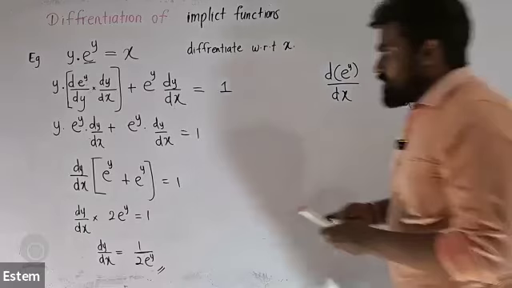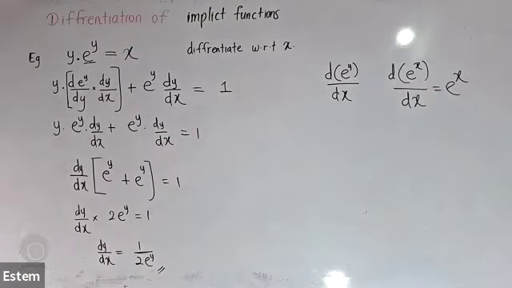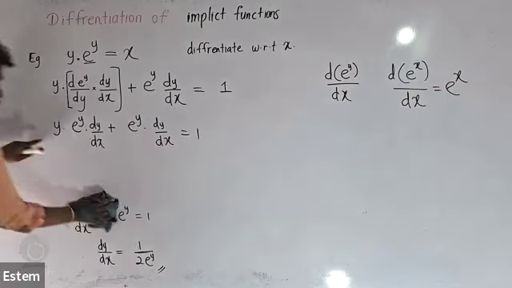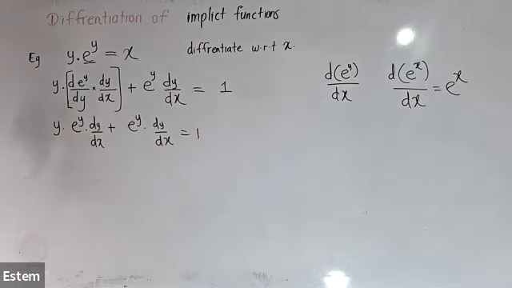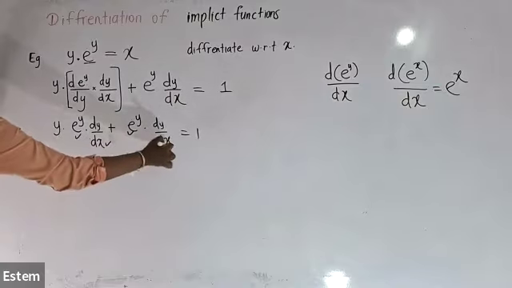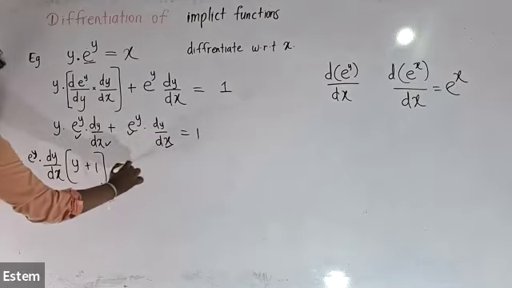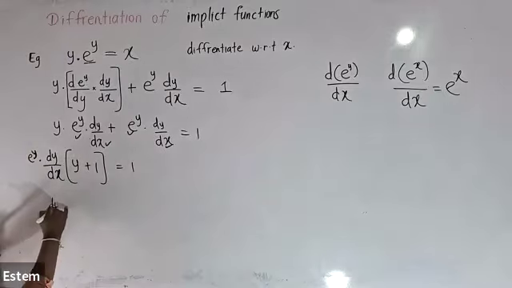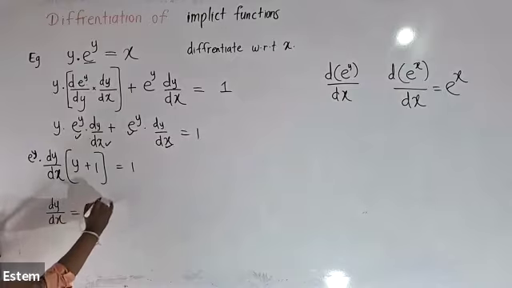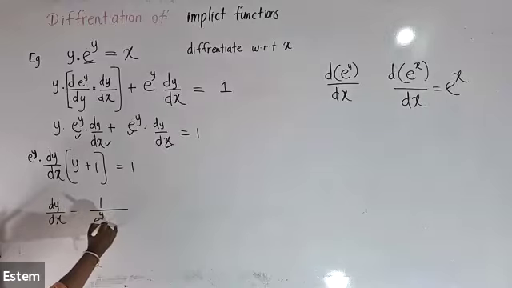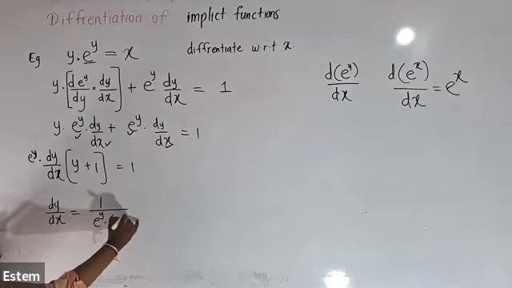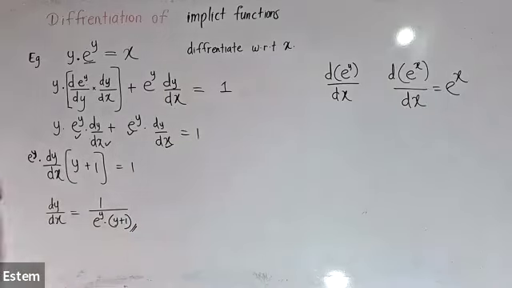Oh, no, no. It's wrong. It's very wrong. Please wait. I forgot about this y. We can pull out dy over dx and e^y, both are common, no? e^y, dy over dx. But here y is remaining. Then y plus 1 equals 1. Now it's okay, no? dy over dx equals 1 over e^y times (y plus 1). Now it's okay. That is the answer. Very sorry.